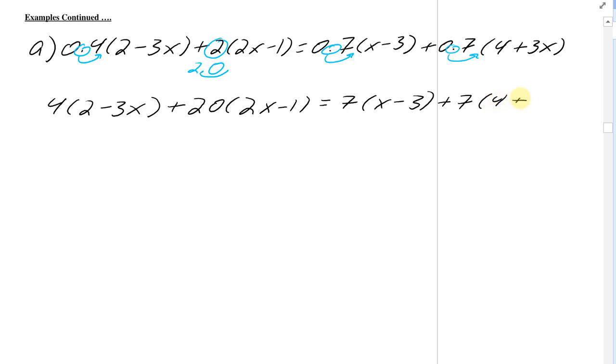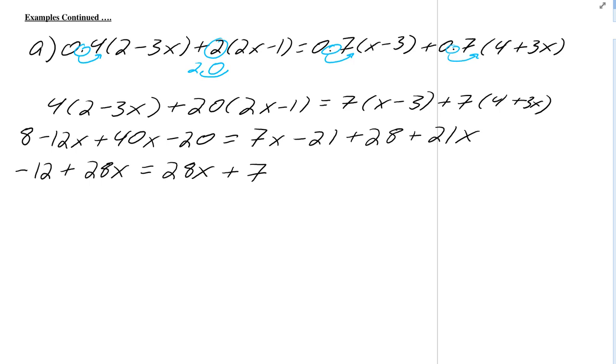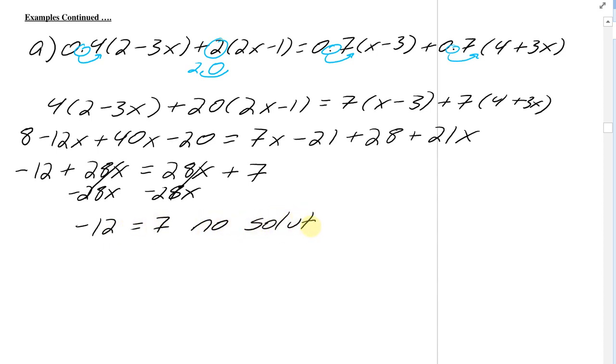So now I'll go ahead and just distribute everything so that you can see the next part of this. So I need to give myself a little more room, so I'll write over here. So now from here I can collect my like terms. And now you might be starting to see how this is actually going to work out. So if I subtract off the 28x from each side, the 20x's are going to drop out. I'm left with negative 12 equals 7. So this means that we actually have no solution.